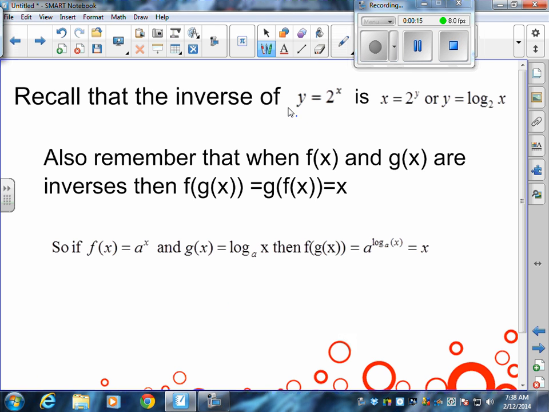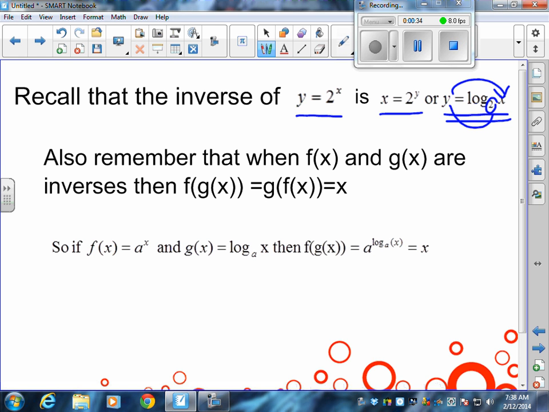Remember that the inverse of y equals 2 to the x is x equals 2 to the y. So we switch x's and y's. And we also learned that we can rewrite that in logarithmic form as y equals log base 2 of x. Remember we go 2 to the y equals x.